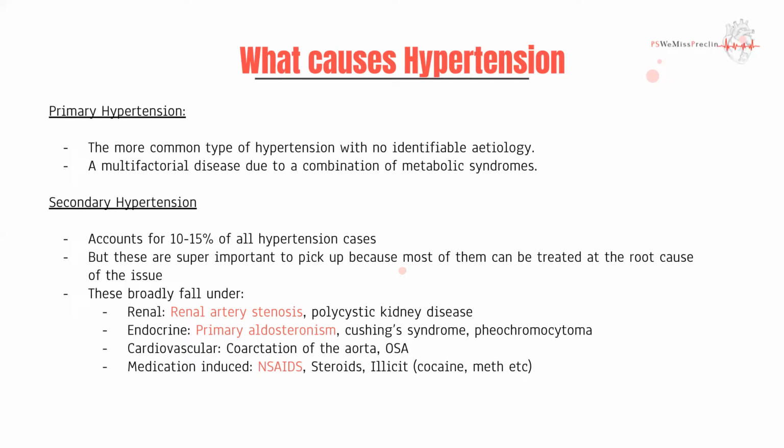In terms of medications, very commonly taken medication, NSAIDs or ibuprofen, can cause hypertension because of its interactions at the level of the kidneys, and also stuff like steroids as well as illicit medications. Now, why are these three causes important? I talked briefly about why PA is important.